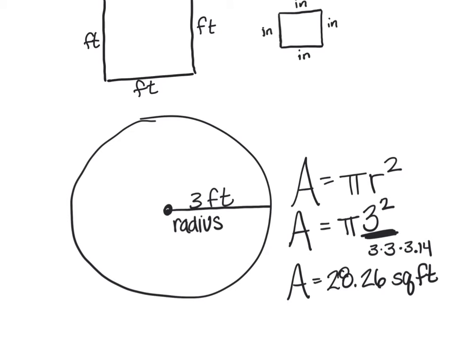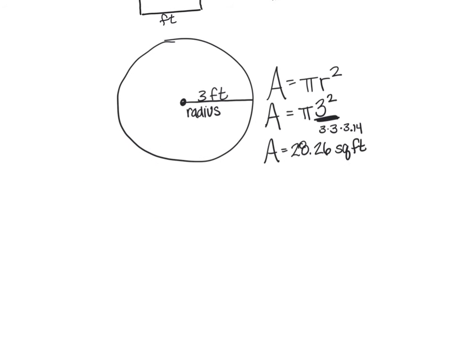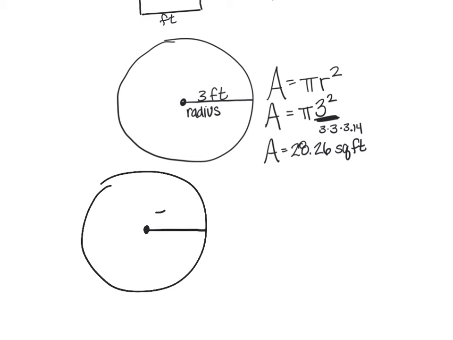All right. But anyway, area of a circle, are we good? All right, look at this one. Two more and we're done. Let's say this is 7 centimeters and we want to know the area. What's the first thing we're going to write down? A equals pi r squared.